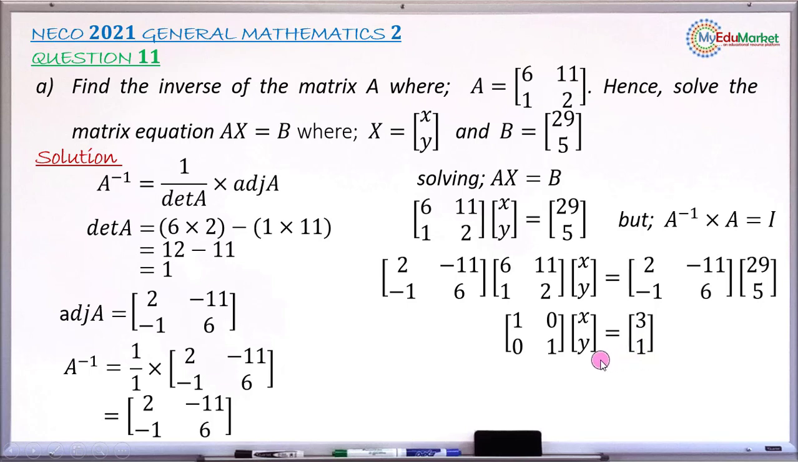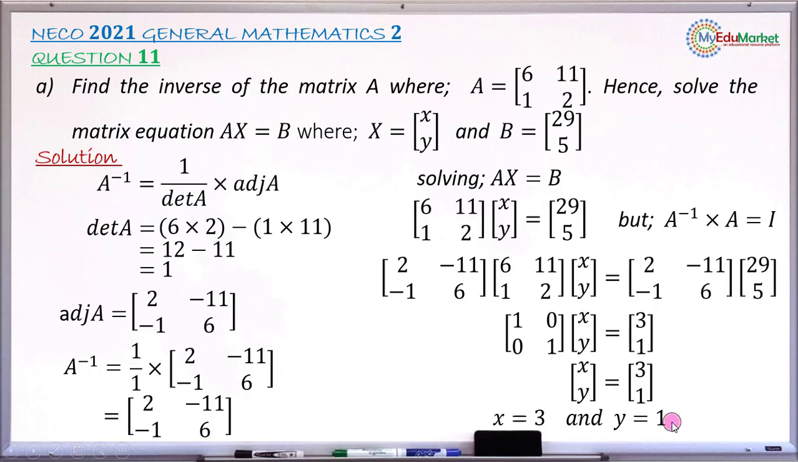So we continue. So now multiply this identity matrix by the matrix X. So 1 times x is x, 0 times y is 0. So you have x here, and 0 times x is 0, 1 times y is y. So you now have a matrix with element small letter x in the first row, small letter y in the second row, equals to, I copied this very matrix. So you now have two matrices, and those two matrices are equal. Definitely the corresponding elements must also be equal. So x will now take a value 3 and y will now take a value 1.